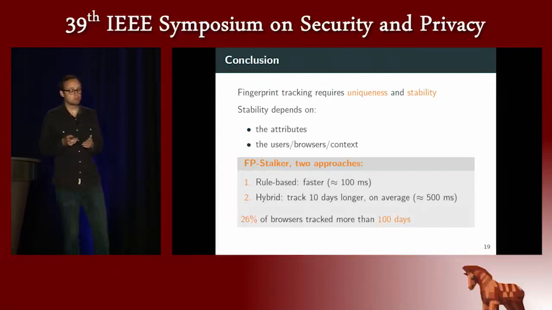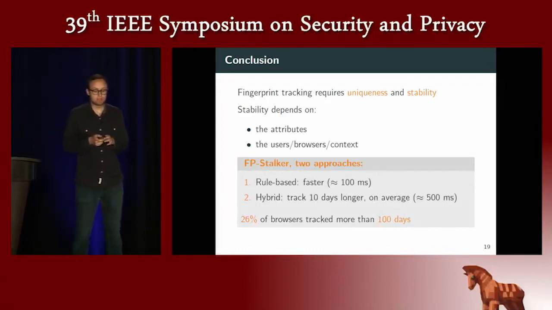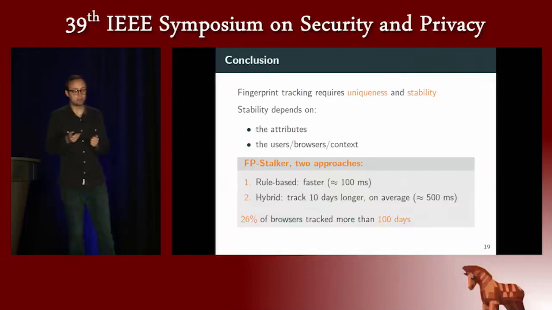We propose two approaches, one based on rules. I didn't show it in this presentation, but in the paper we ran a benchmark on a generated dataset of 2 million fingerprints, and the rule-based version takes around 100 milliseconds to match a fingerprint, and that's around 5 times faster than the hybrid version. But on the opposite side, the hybrid version is capable of tracking browsers around 10 days longer on average.